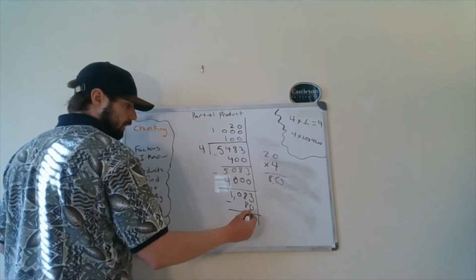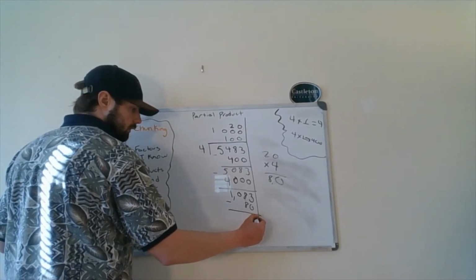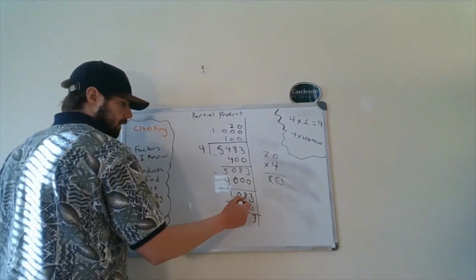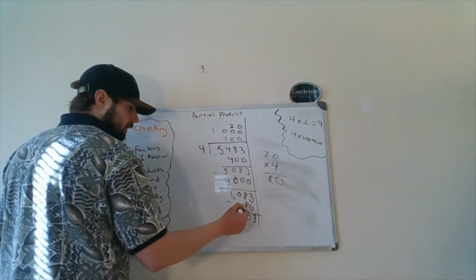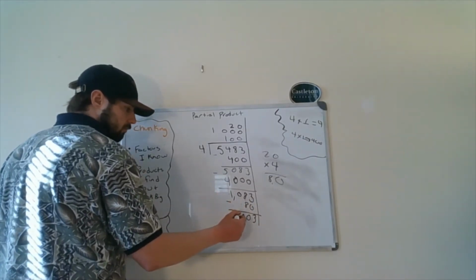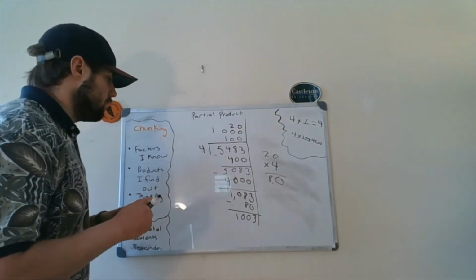I subtract out again. 0 minus 3 is 3. 8 minus 8 is nothing. Nothing minus 0 is nothing. Nothing minus 1 is 1. 1,003 is our new whole.